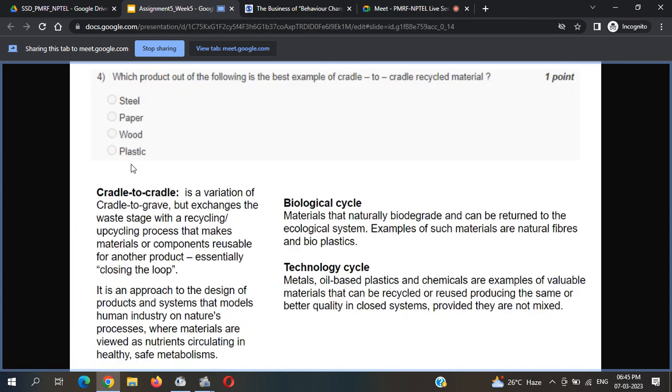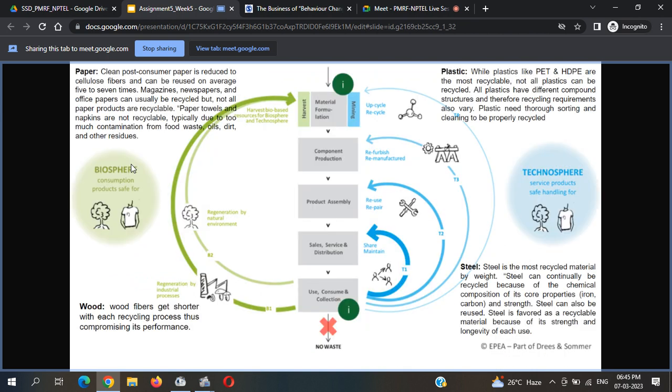So coming back to the choices which were mentioned in the question, we were given steel, paper, wood, and plastic. Now let us see which is the best material which fits this cradle to cradle model. Paper is, of course, as I mentioned, recyclable and can be reused several times, but paper can only be recycled and used 5 to 7 times.